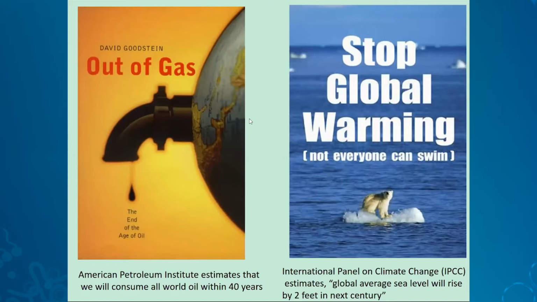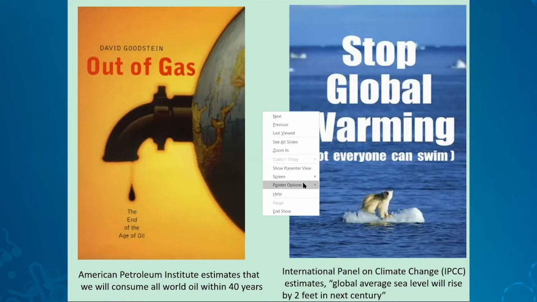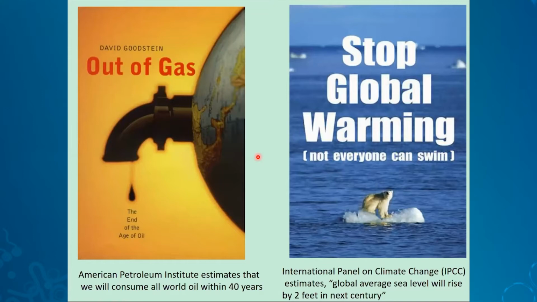This electricity is coming from burning fossil fuels like coal, natural gas, and all other existing fossil fuel sources. But their resources are limited. Very soon, the way we are utilizing them, we will come to a situation where there will be no source of conventional energy. The American Petroleum Institute estimates that we'll consume all the world's oil within the next 40 years. So then what will happen after that?